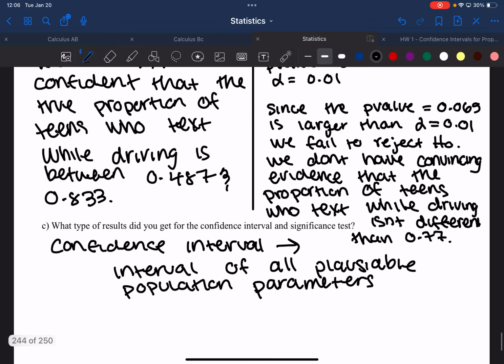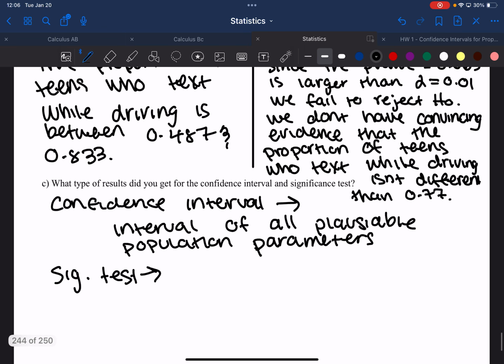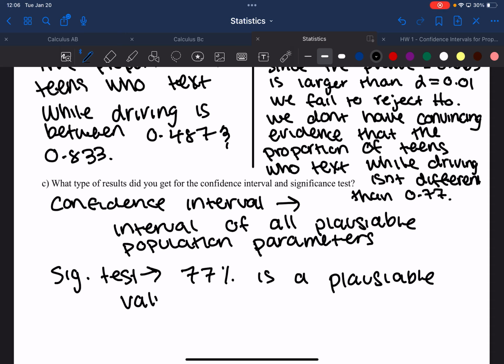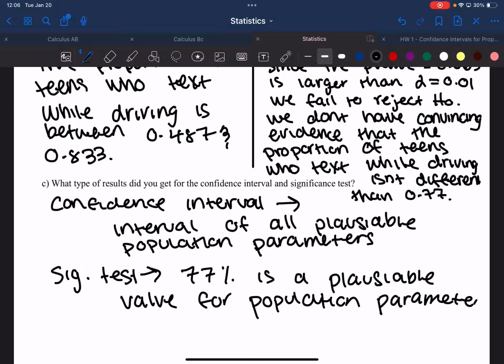Okay. Versus our significance test said that 77% is a possible value for a population parameter. So 77% is a plausible value for a population parameter. So the confidence interval gave us an interval of plausible values. The significance test just gave us one possible value. Okay.